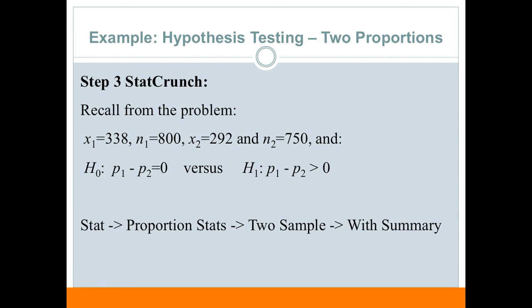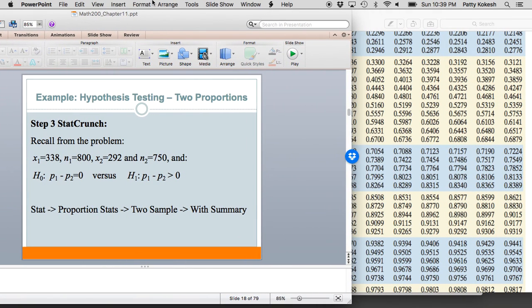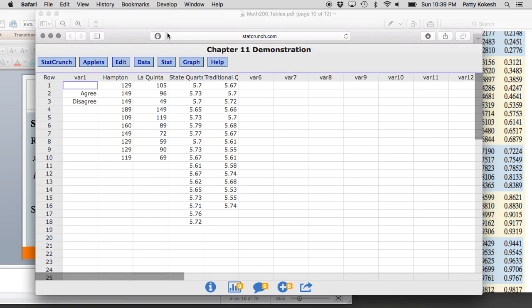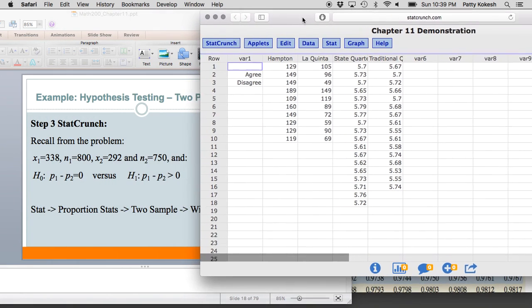Now in StatCrunch, you're going to see this is much, much nicer. So let me pop open StatCrunch real quick here. Oops, wrong window, sorry about that. This is what I want. Let me scoot this over a little.